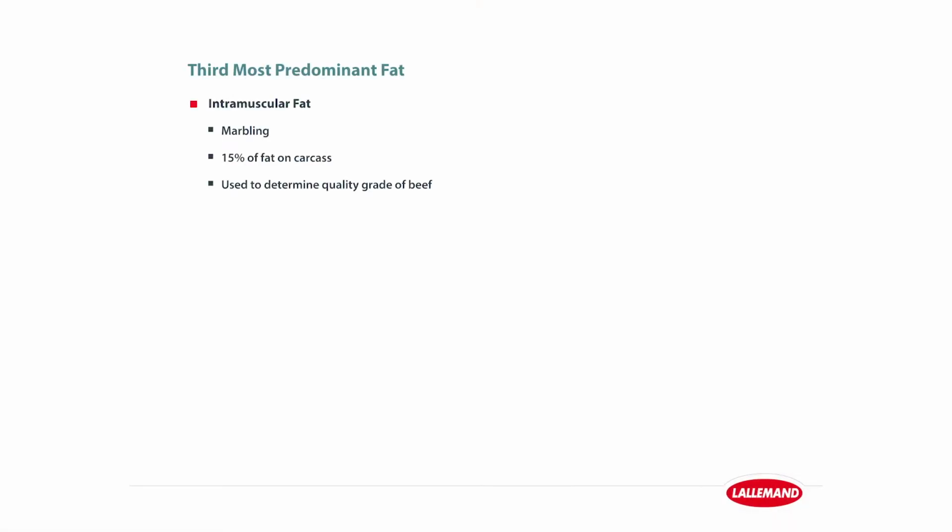The third most common or large depot of fat is intramuscular fat, that within the muscles. We call that marbling. So that's the basis of our U.S. quality grade system and several other countries as well.